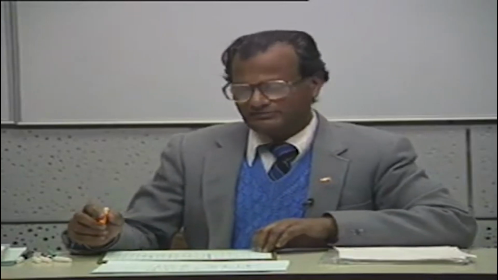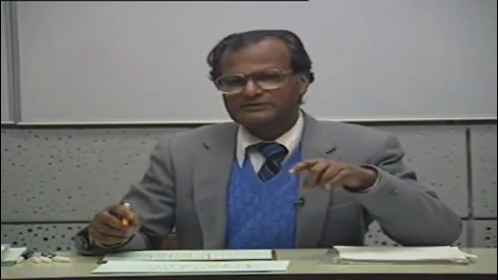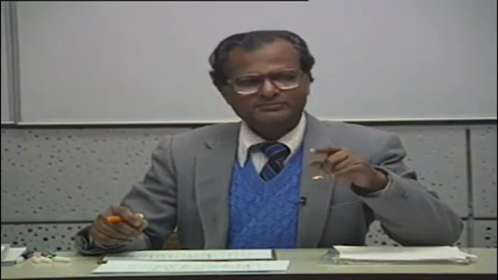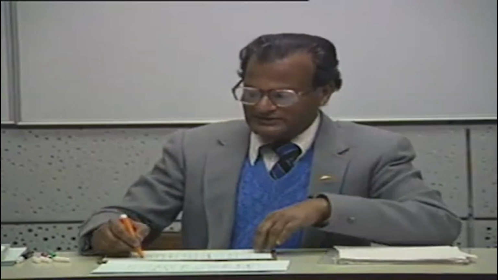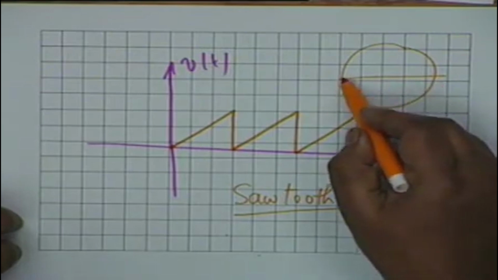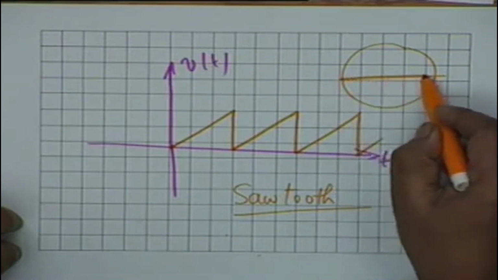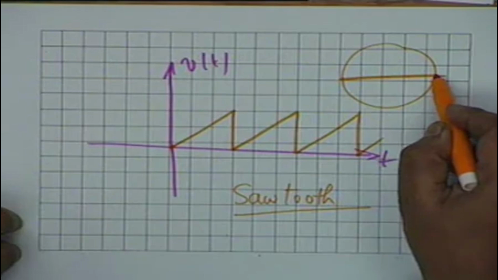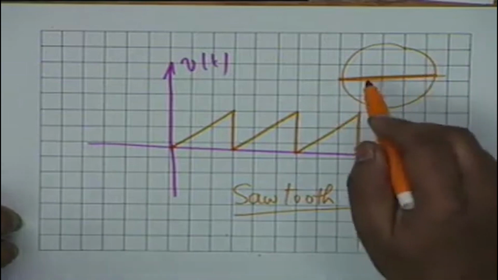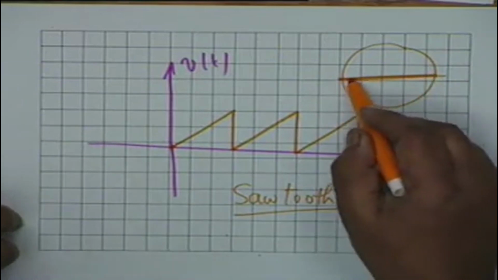The electron beam that you see on the face of a CRO. Have you seen a cathode ray oscilloscope? Yes, you have. The electron beam that you see starts from the left end, goes linearly across the screen, and then in almost 0 time it comes back. So it's coming back, you cannot see. Then again it goes like this, then again comes back like this.